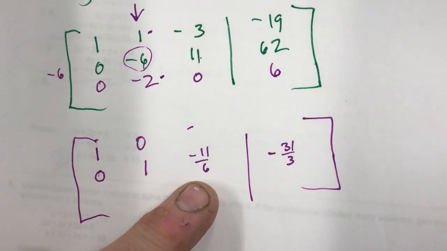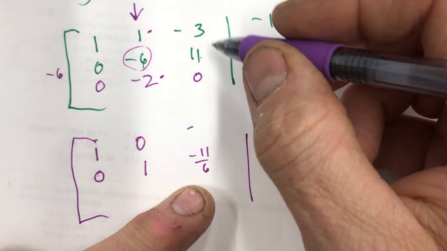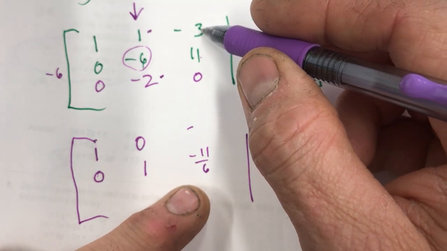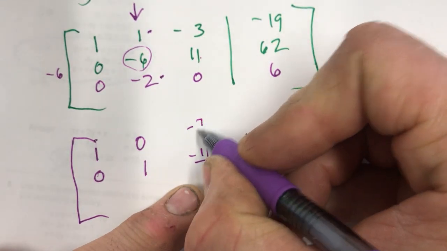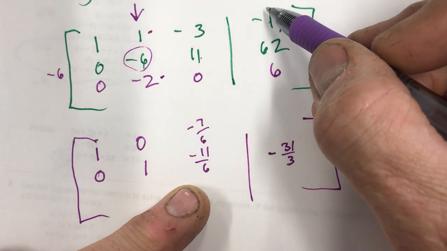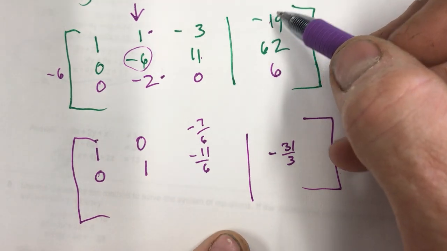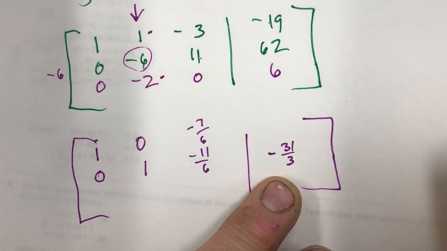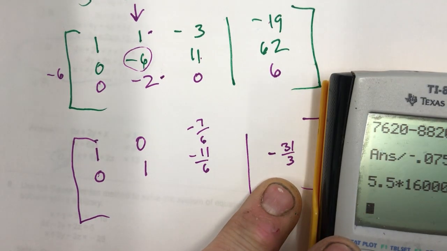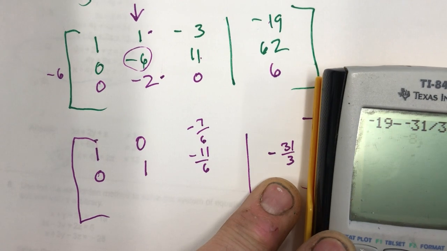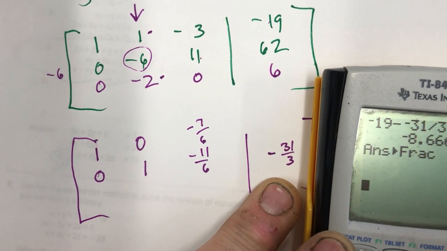Oh, no, wait a minute. Negative 11 sixths. I said 11 thirds. This is going to be negative 18 sixths, so negative 7 sixths. And then negative 19 minus negative 31 thirds. I better punch this in because I don't want to get this wrong. Negative 19 minus negative 31 thirds is negative 26 over 3.